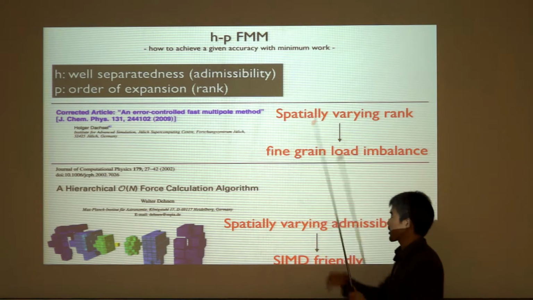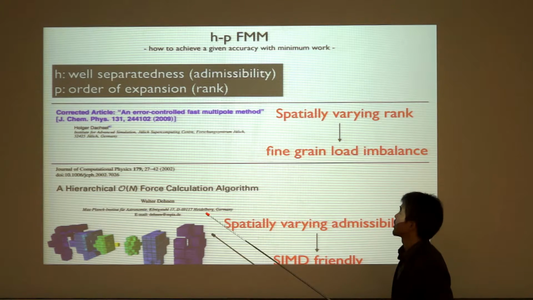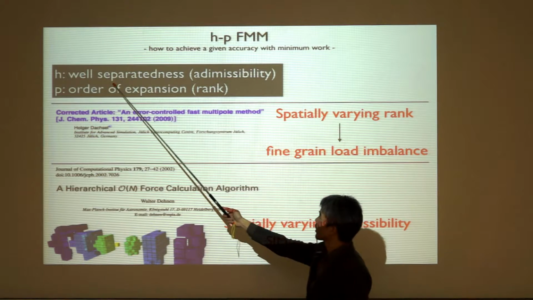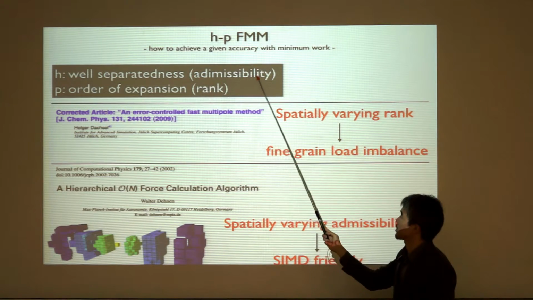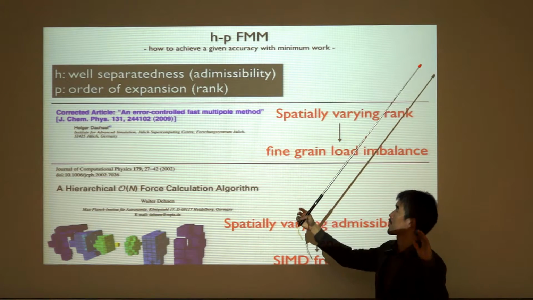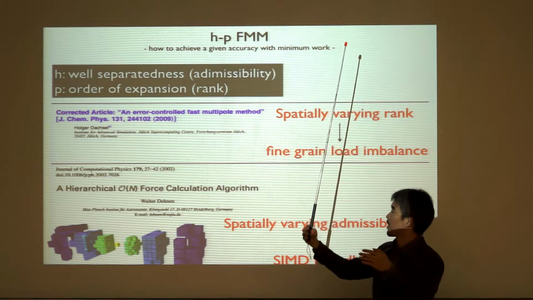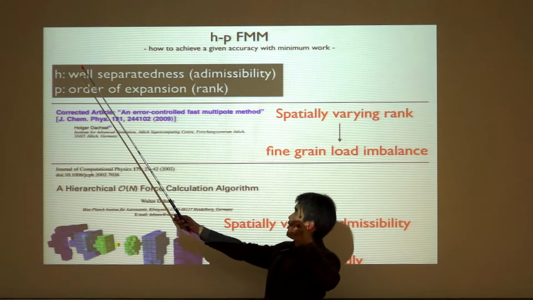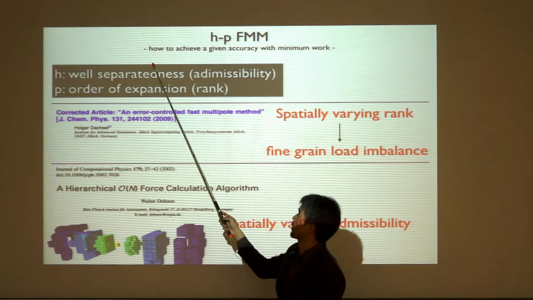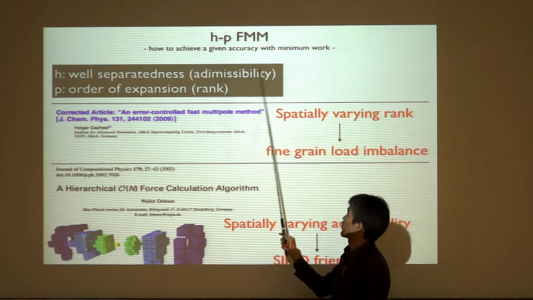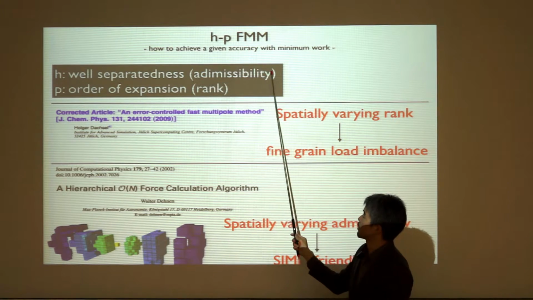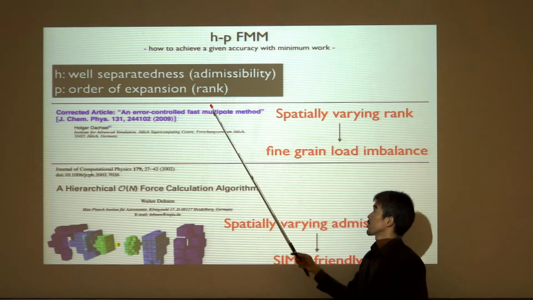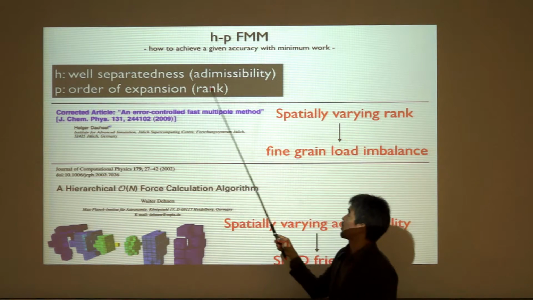I wanted to, because I've discussed all these things, here is something that I can explain now, because now you know that the well-separatedness is called admissibility in the matrix form. It's how much you divide the boxes. Because if you divide them more, you have small boxes that are relatively far, which means the well-separatedness is very, very good. In that case, you call it strong admissibility. And the order of expansion is called rank in the matrix form. So there's a correspondence between these two things.